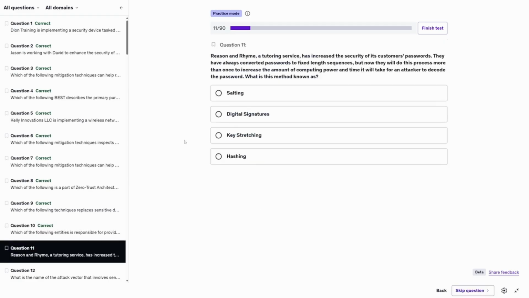Okay, next question here. Reason and Rhyme, a tutoring service, has increased the security of its customers' passwords. They have always converted passwords to fixed length sequences, but now they will do this process more than once to increase the amount of computing power and time it will take for an attacker to decode the password. What is this method known as?